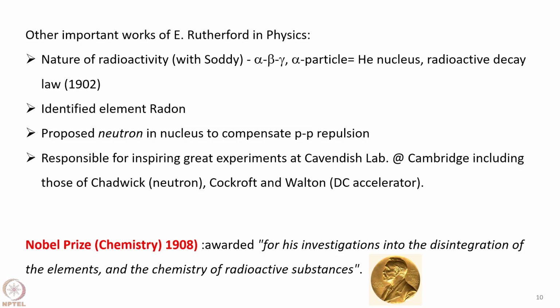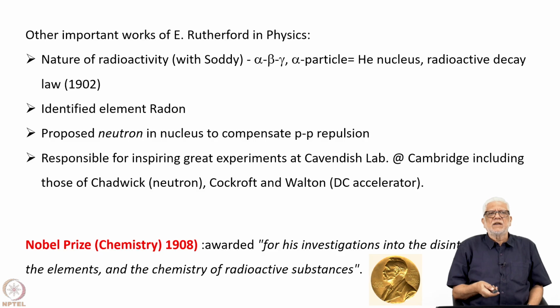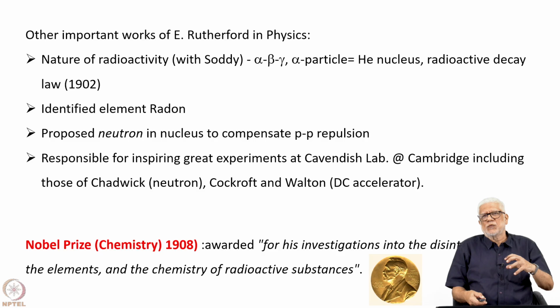The other important works of Rutherford in physics is that he, of course, identified the nature of radioactivity, and so this alpha, beta, gamma nomenclature actually comes from Rutherford and Soddy. So he also found that the alpha particle is nothing but a helium nucleus. So he collected whatever comes out of the radioactivity in a glass bulb and did atomic spectroscopy, and he found that this is nothing but the helium atom that is there.